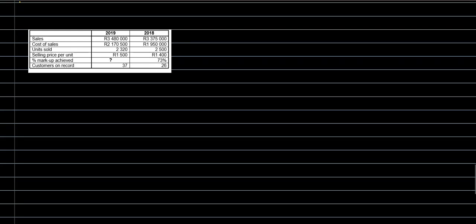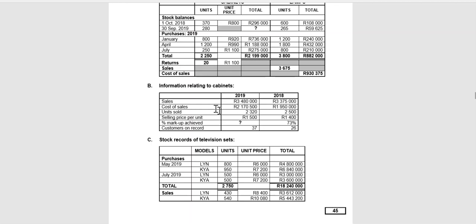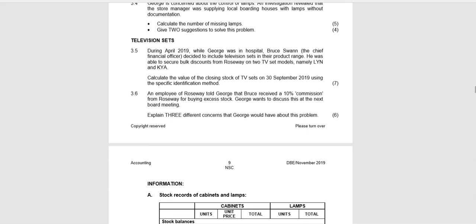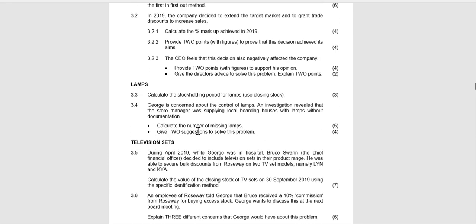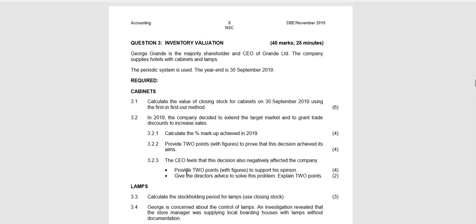Okay, all that we need to do here is to compare. This is the information we've been given here. If you remember, in this exercise we've been given the same thing that is there. The 37 units, 26 units, 34, 18, all that. We're going to compare the figures here and also answer the question of the CEO here. Provide 2 points with figures to support this opinion negatively. Remember, we're looking at the negativity. Whether the sales, cost of sales is going up, gross profit being decreased, we're going to look at those things. And then we're going to provide figures.